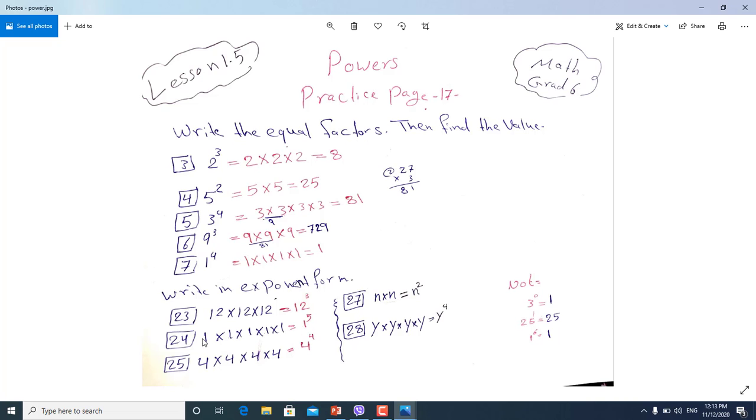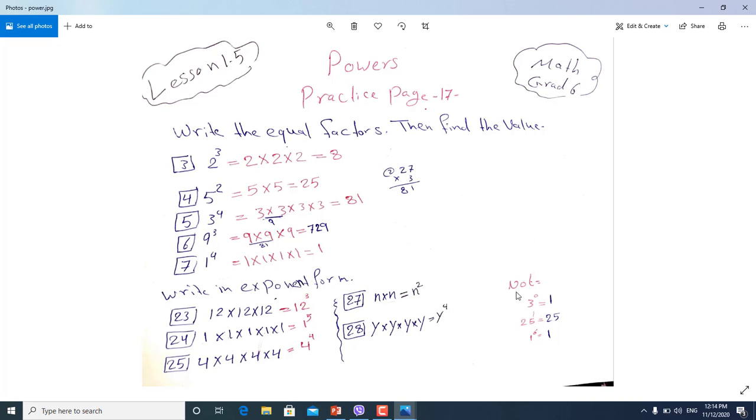And how many times is it repeated? 1, 2, 3, 4, 5. So it's 5. And from there the base is 4. Look at that, the factor is 4. And how many times is it repeated? 1, 2, 3, 4. So the exponent is 4. And from there we have n. So this n is the base. And how many times repeated? 1, 2. So it is the second power of n. And from there we have y. Y is the base. And how many times is y repeated? 1, 2, 3, 4. So it is exponent 4.